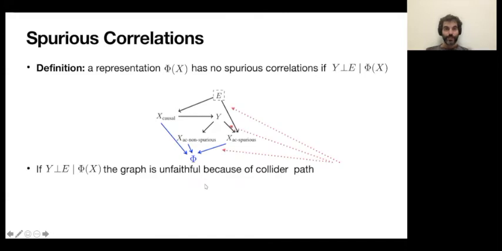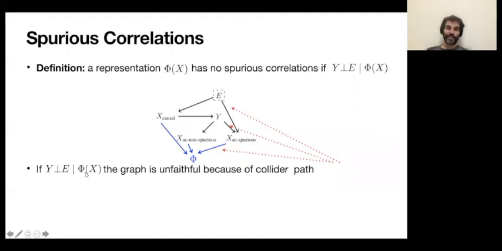And note that if indeed Y is independent of E, conditioned on phi of x, this graph as a graphical model becomes unfaithful because we now have a collider path of E and Y to Phi. And that means that this path cannot actually exist if this conditional independence is true. Okay, this is just from graphical model theory. So this means that one of these three arrows cannot exist.